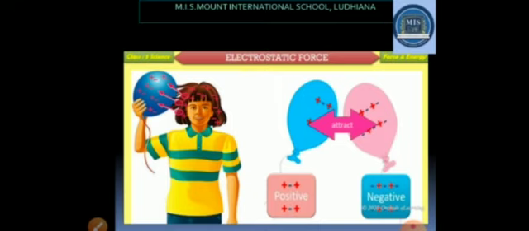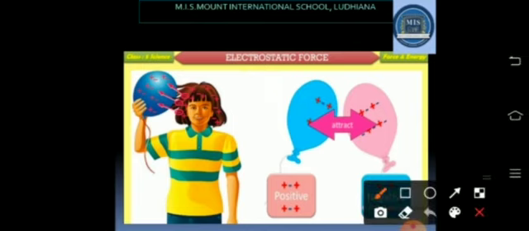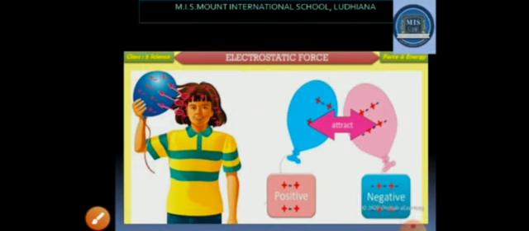If you rub a balloon with your hair, then there is a transfer of charge, because of which the balloon will also get some charge. And when you make this charged balloon come in contact with another uncharged balloon, it will attract it. So such type of force which came into play is known as electrostatic force.